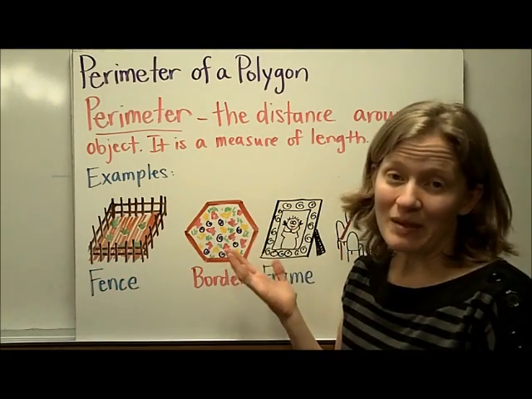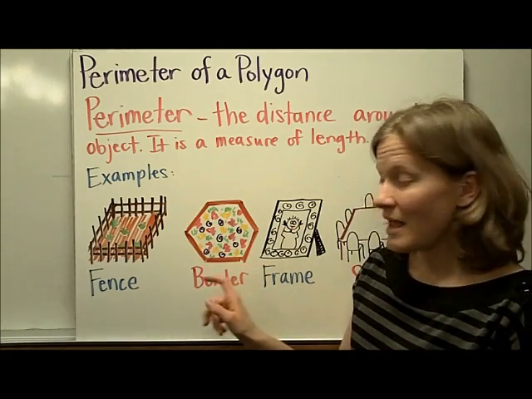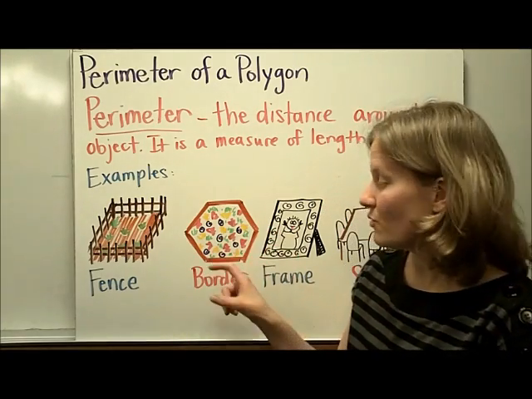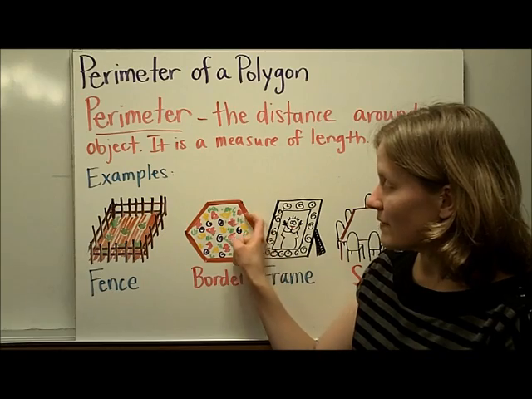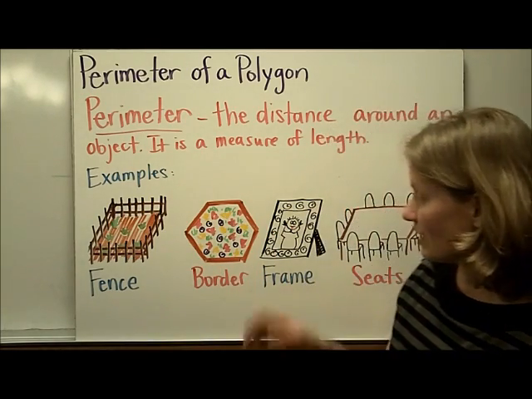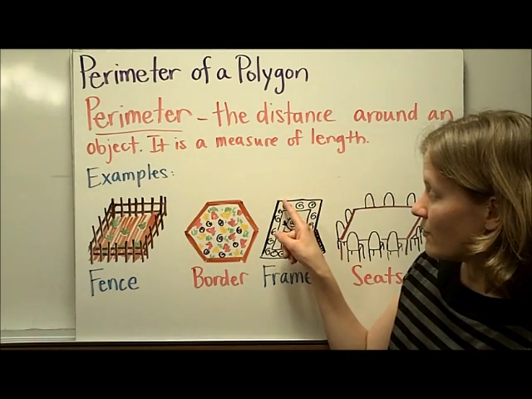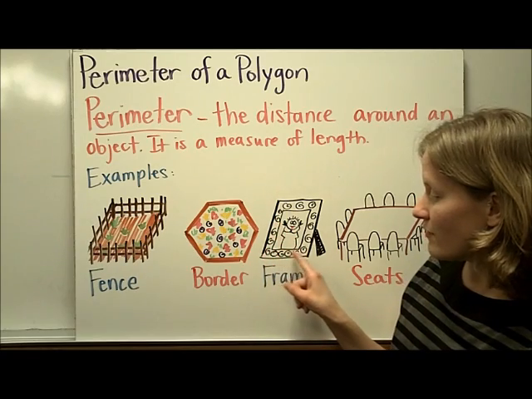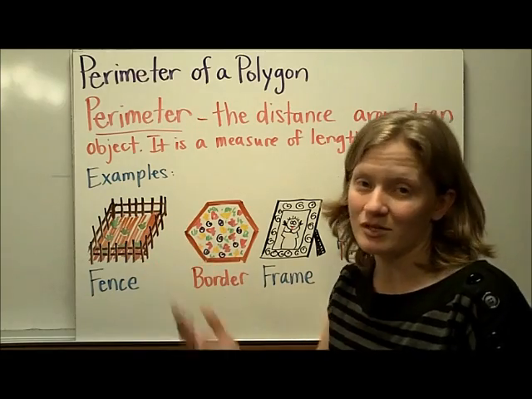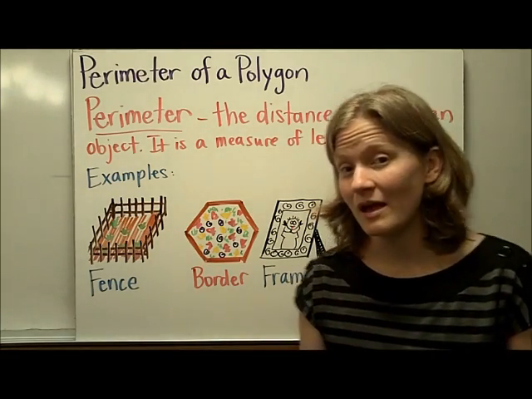If I wanted to put maybe a flower garden in my yard and shape it like a hexagon, and then I wanted to line it or border it with landscape timbers, just pieces of wood, I'd measure the distance around the outside of the hexagon in order to know how much wood to buy. If I was going to make a picture frame, maybe decorate it with something, I might need to know the distance around the outside of my frame in order to know how much paint or how many sequins or something that I needed.